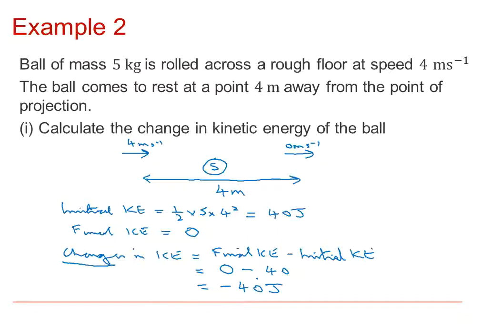So if the change is minus 40 joules, that means that the loss in kinetic energy, if you wanted to think about that, would be a positive 40 joules. So the change in kinetic energy is minus 40 joules, and the loss in kinetic energy would be 40 joules.